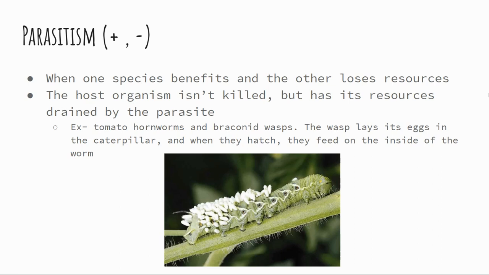Next type of symbiotic relationship is parasitism. So it's a plus and a minus. And this is when one species benefits and the other one loses resources. So the host organism isn't going to be killed, but it has its resources drained by the parasite. And this is the big difference between parasites or parasitism and predation. So the example in the picture is the tomato hornworm and a type of wasp. So the wasp is going to lay its eggs into the caterpillar, and when these eggs hatch, they feed on the inside of the worm.